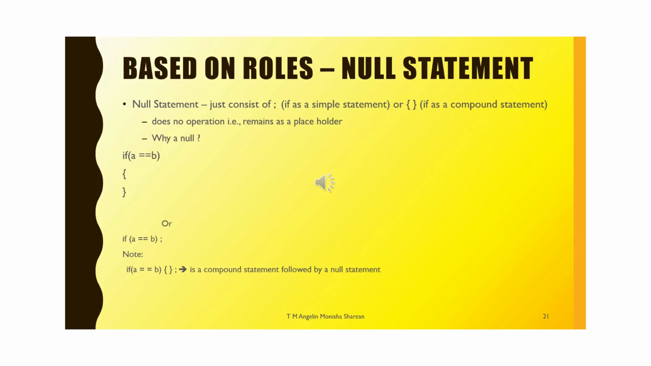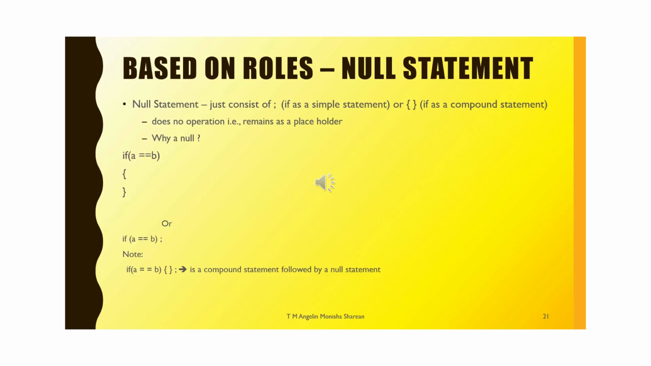So imagine that there is a place which has to be occupied in the program, but in that particular place, you don't want to write any statements. So let us consider the following example. There is a condition which exists when A is equal to B, but you don't want to perform anything for that particular condition. You can just put a null statement over there. Either it can be a pair of curly braces or it can be a semicolon.